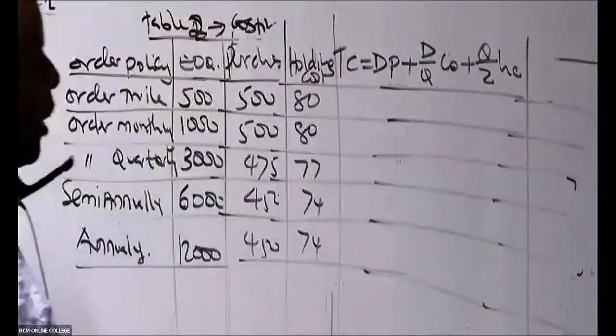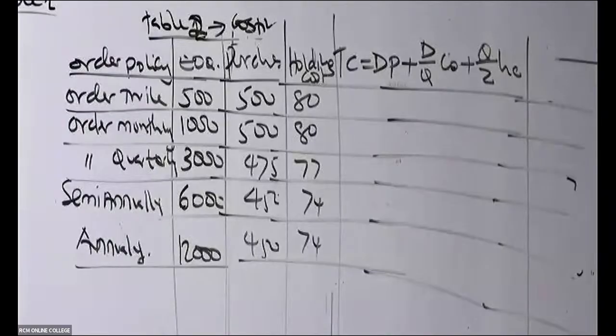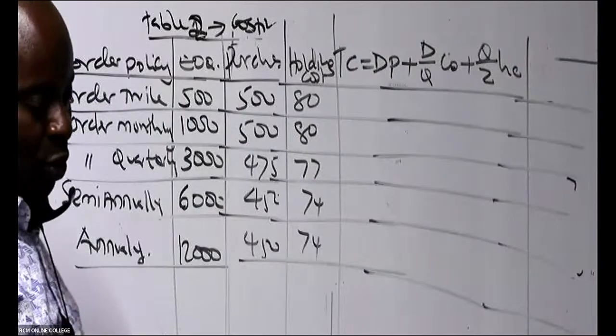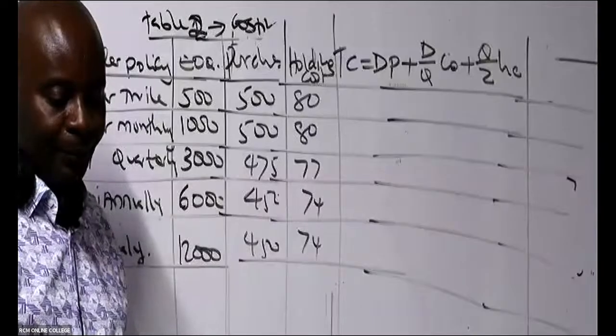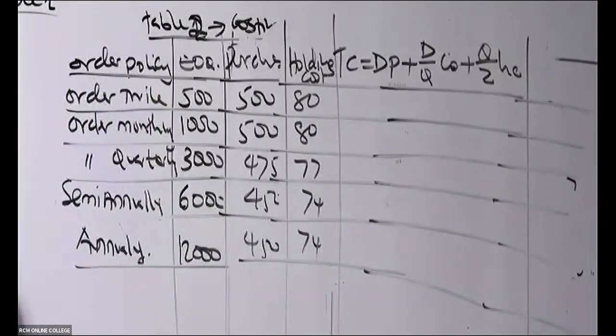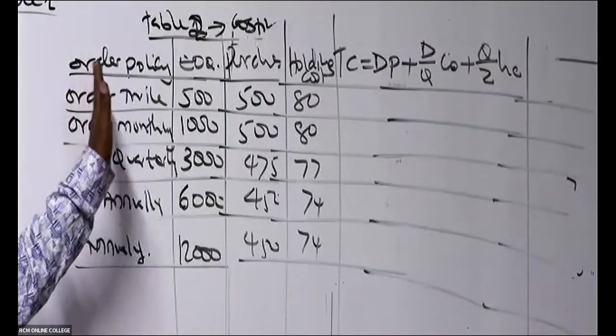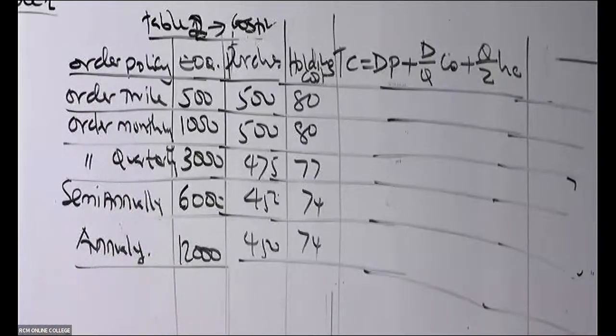So please draw up to here. And once you finish up to here, indicate to me that you are ready for us to start posting our costs. Total cost is DP plus D over Q CO plus Q over 2 HC. Once you're ready, because unlike me, you guys are copying from scratch, it may take you a few more minutes.